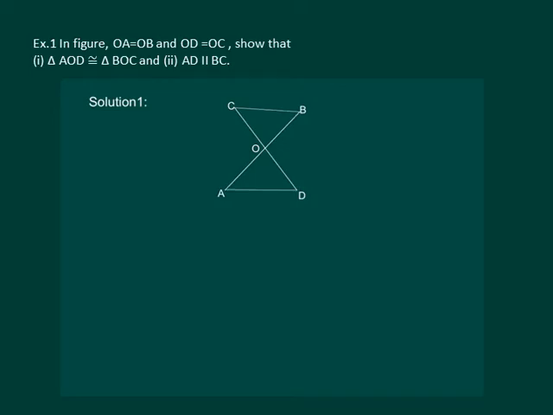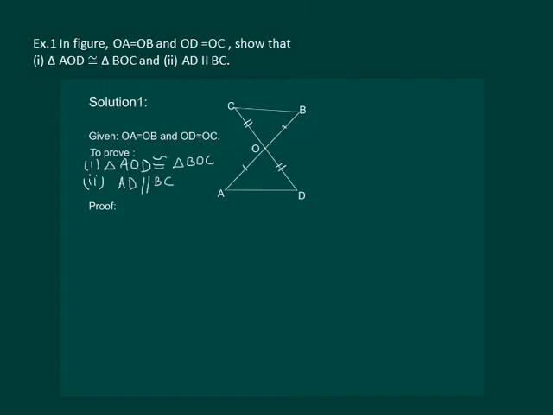Let us read the question. In the given figure, OA is equal to OB and OD is equal to OC. Show that triangle AOD is congruent to triangle BOC, and secondly, AD is parallel to BC. Let us start with the proof that the two triangles are congruent.